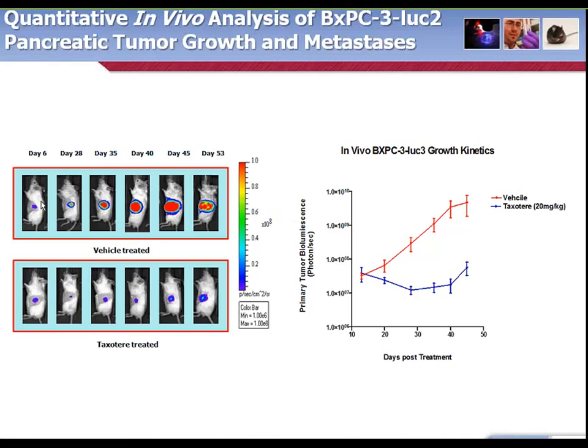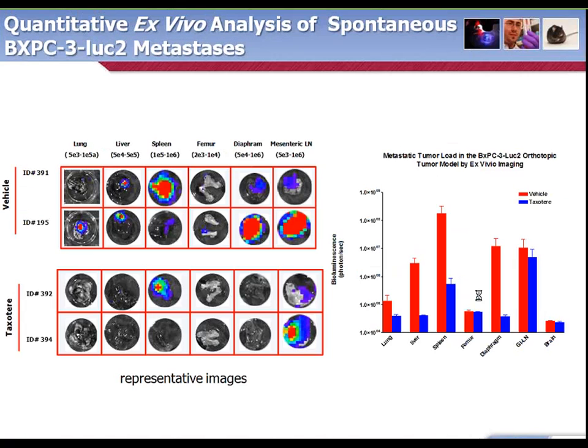Pancreatic cancer, now we're doing docetaxel again, or Taxotere. And you can see a representative animal vehicle treated. The tumor is growing in the pancreas. Taxotere treated, we get much less growth. That's graphed on the right side of the slide here.